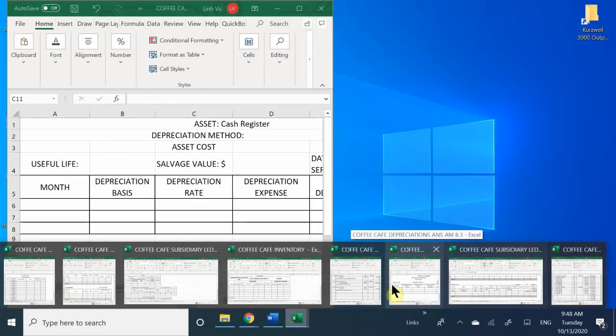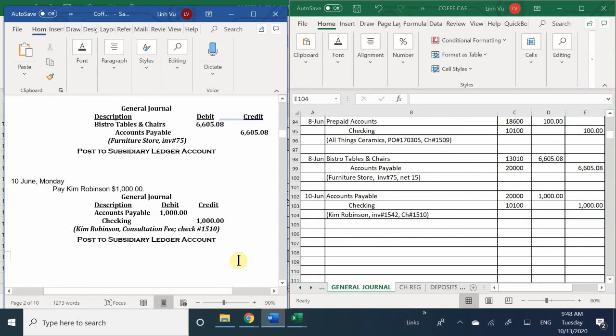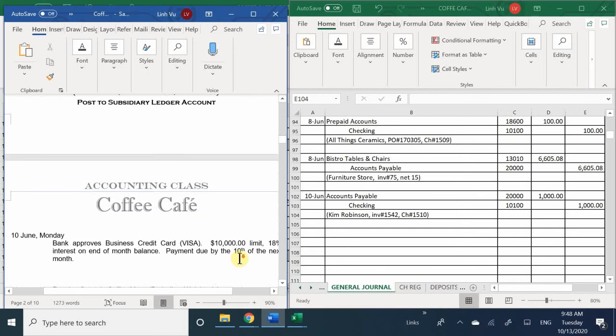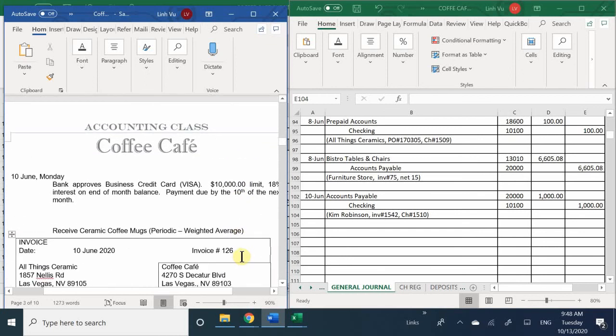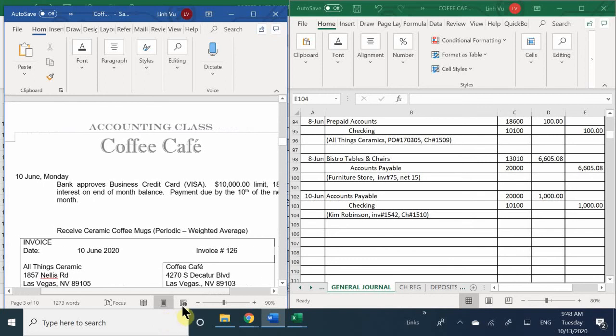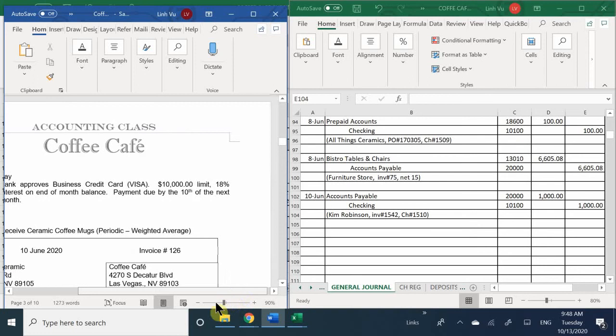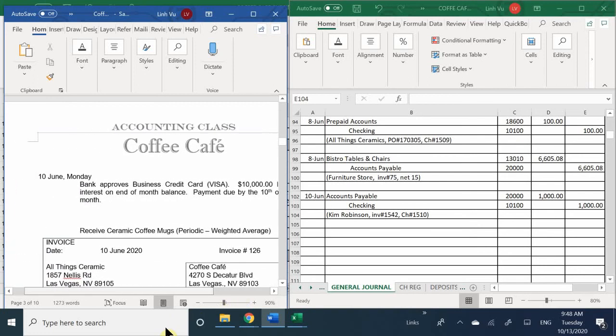All right. So now back to my journal and back to our scenario. Now that we've already paid Miss Kim Robinson, what has happened next? The bank approved a business credit card, in the amount of a 10,000 limit, with 18% interest on end of month balance. Payment due every 10th of the month, following month, basically, the first payment due.